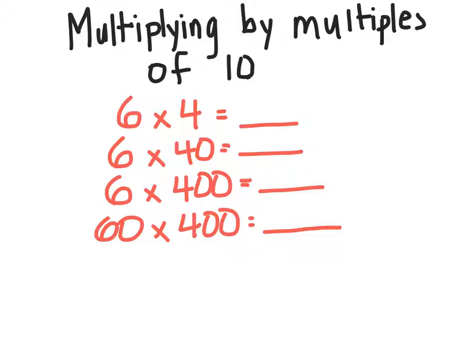All right, so let's talk about solving these. We know that 6 times 4 is 24. And you might look at 6 times 40 and say, oh, well, 6 times 4 is still 24, and then I just add a 0. My question is, are we really just adding a 0?